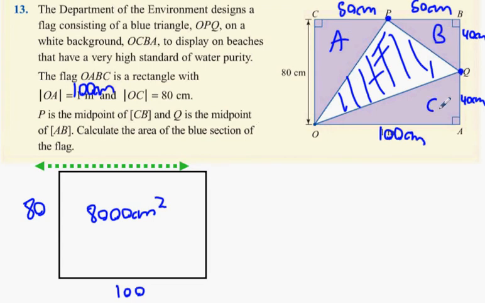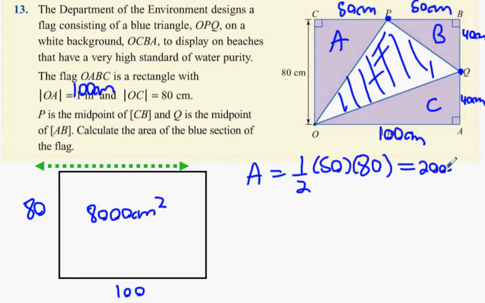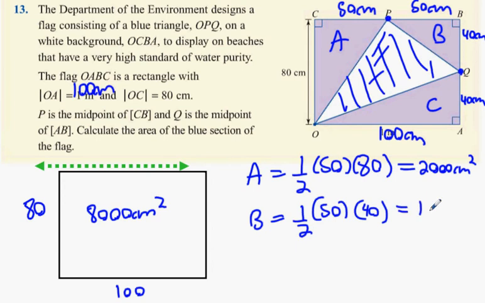What I'm next going to do is find the area of triangle A, triangle B, and triangle C. What about triangle A? Area of triangle A is a half base by height. So what's the base? A half 50 times 80, which is going to get me, anybody? Let's go for 2,000, yeah? Okay. What about the area of B? A half base by height again. What's the base? 50 by 40. That will get me 1,000.